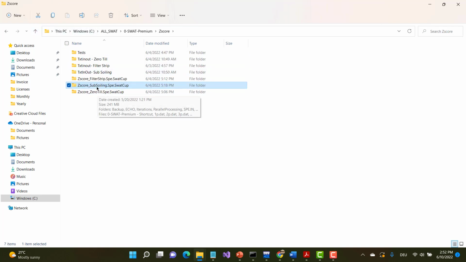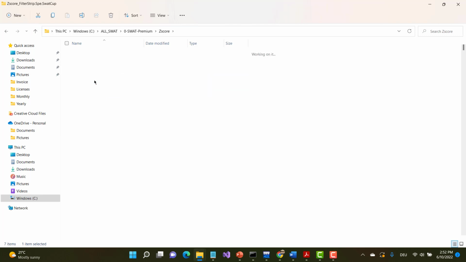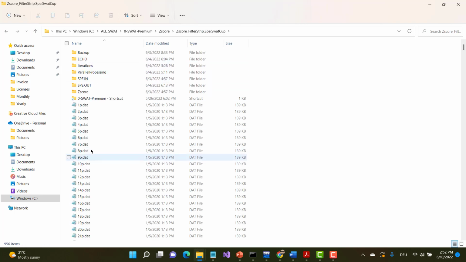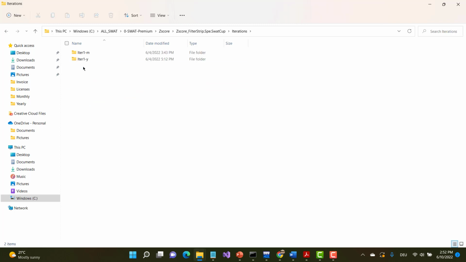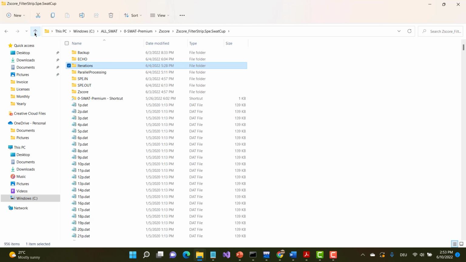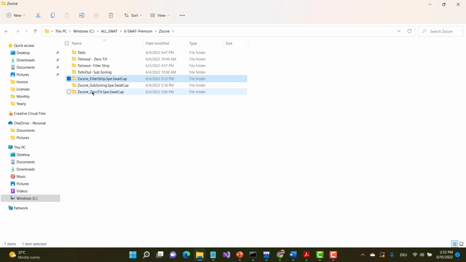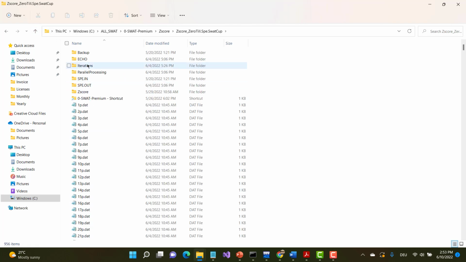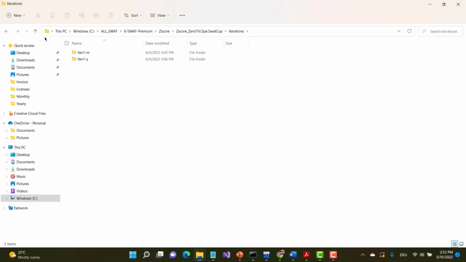And then the same thing for filter strip. After I copied all the TxtInOut here, I also did an iteration with the same parameters. I did monthly and yearly iteration. And then you go to the zero tillage, the same thing. I did just one iteration and I copied the iteration here.